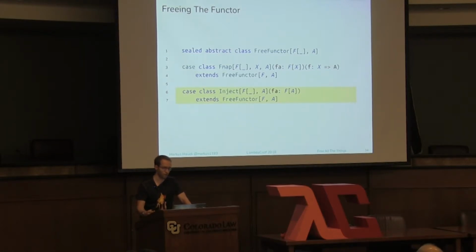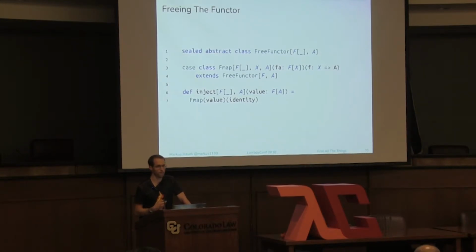We have our new abstract class FreeFunctor. We have a case for fmap, and we have a case for inject. But if you look a little bit more into the inject node, you will see that it's not really that interesting in this case. We can actually get rid of this by just making it a method called inject, and then using the fmap node and applying identity in here.